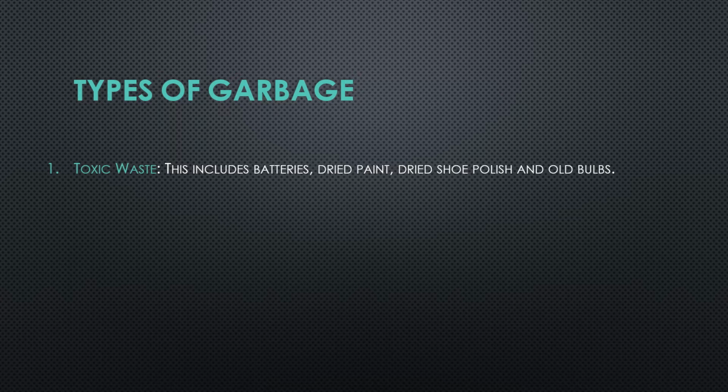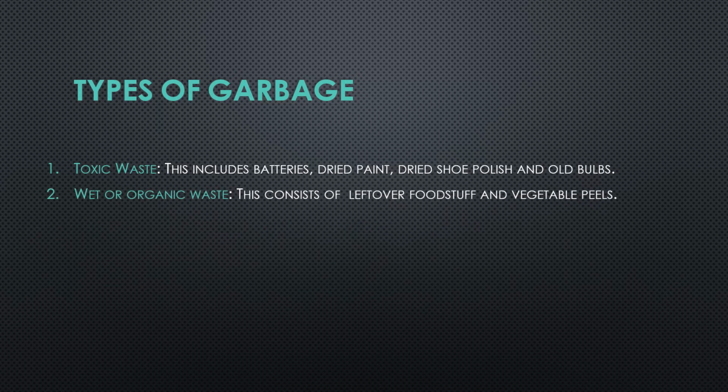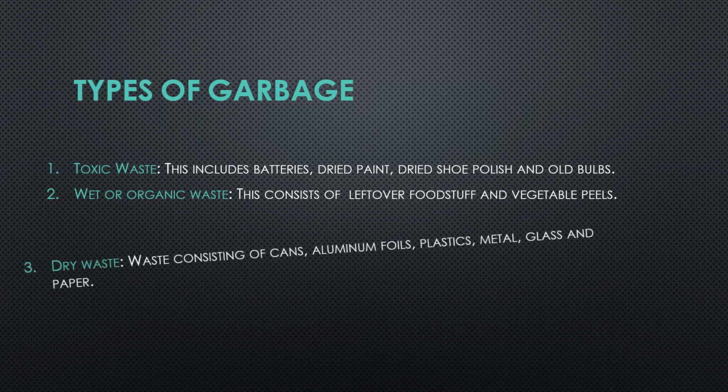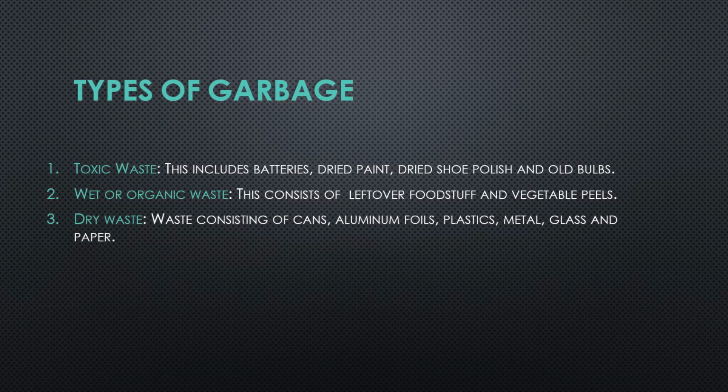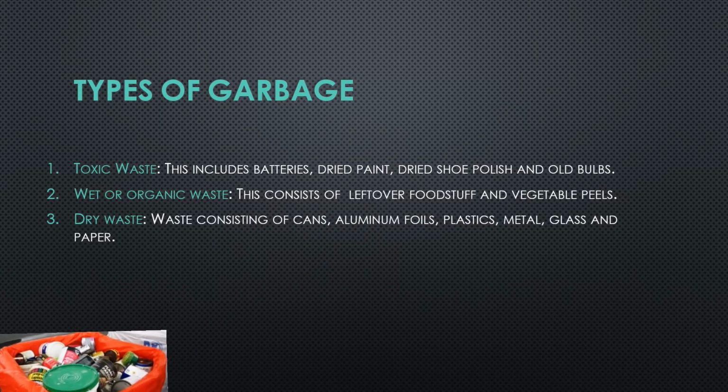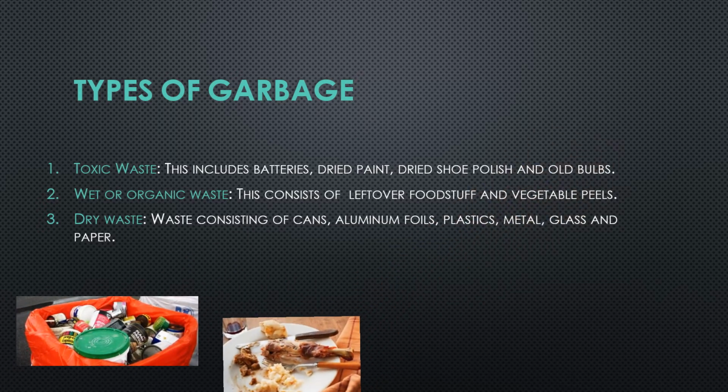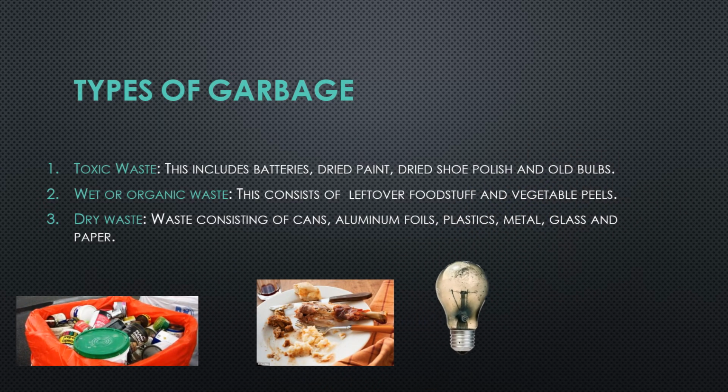The second are the biodegradable waste or the wet or organic waste. These consist of leftover foodstuff and vegetable peels. Now the third are the normal dry waste. Now these consist of cans, aluminium foils, plastic, metal, glass and paper. These are some of the pictures regarding them.